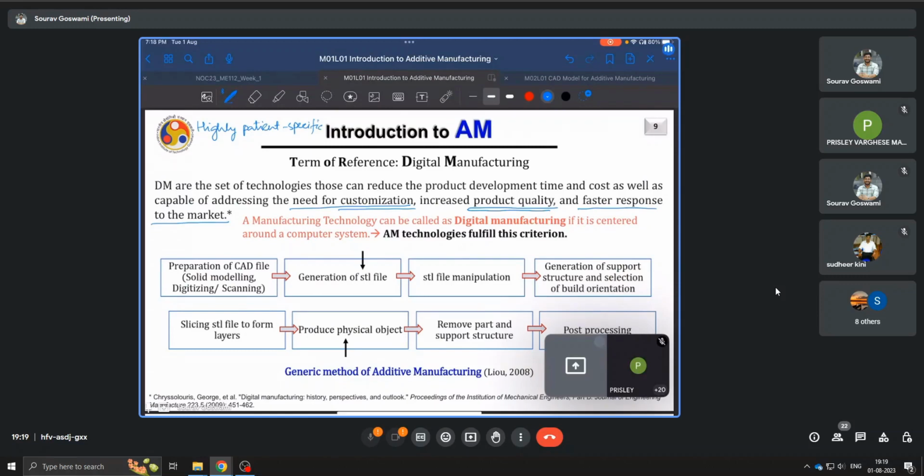And as highlighted here, generation of the STL file and actually manufacturing the physical objects are maybe two of the key aspects which we will concentrate on during this course and mostly during our research as well.